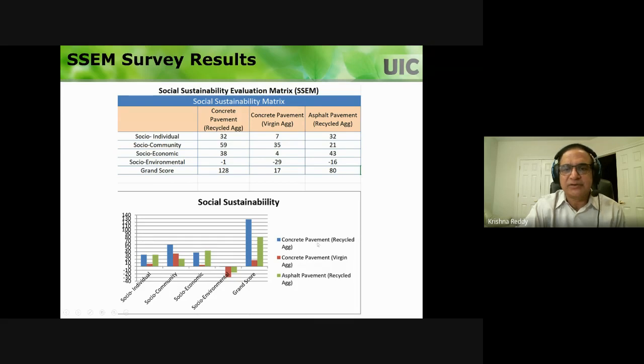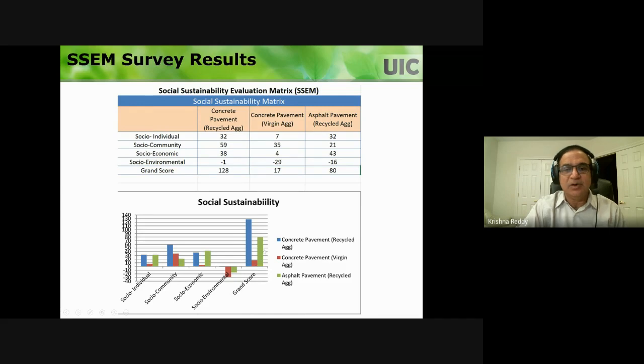The first one is the first alternative, second alternative, third alternative. So, social, individual. The second one was found to be bad from a community, economic, social, and environmental point of view. And in the grand score, if you add all of them, the higher the score, the better it is. So alternative one is considered the better option based on all these social indicators, and the second one seemed to be less.